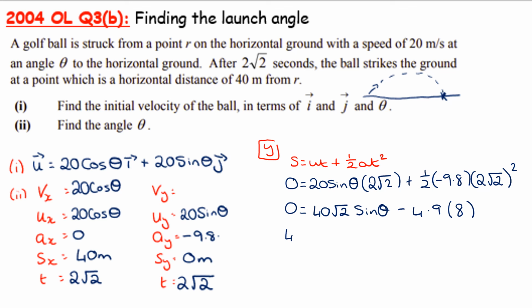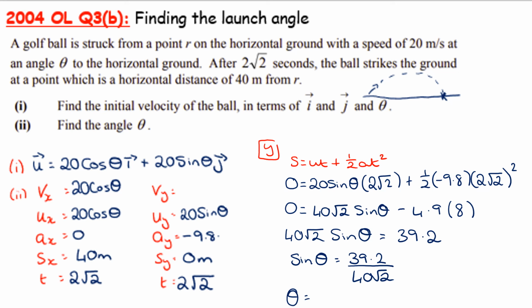So what we have here is 40√2 sine theta equals 39.2. Then sine theta is going to be 39.2 over 40 root 2. It should have worked out as 1 over root 2 as well, but we have a little rounding because we're using 9.8. So let's leave this as is, and not even tidy it up into a decimal.